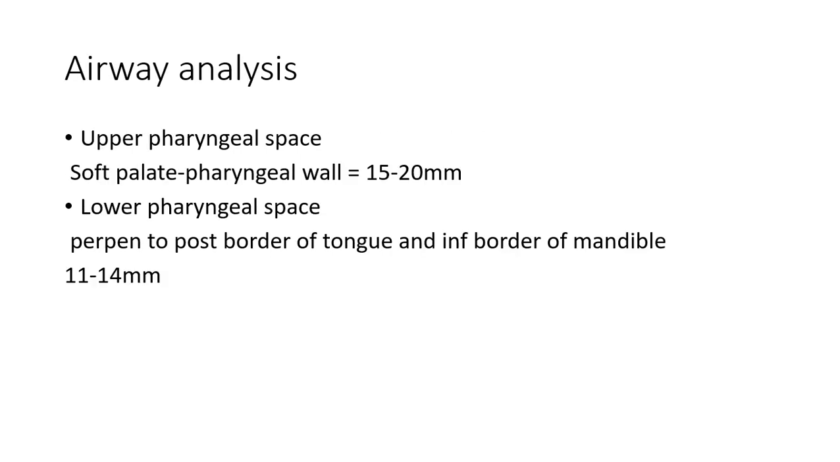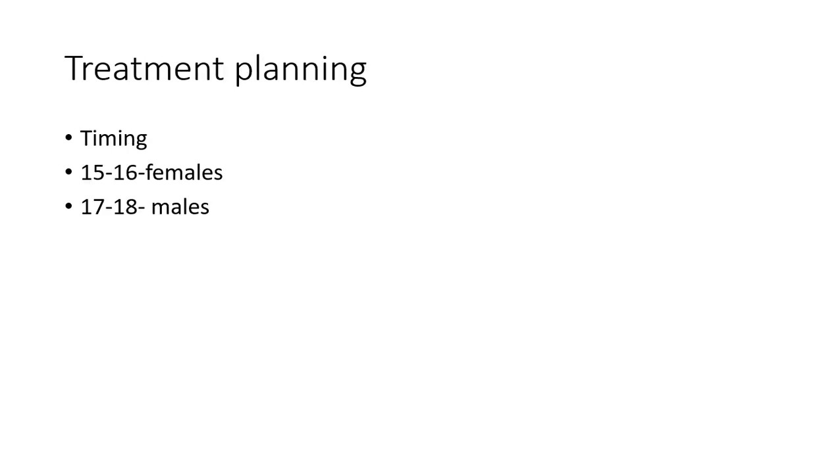We should analyze the airway by the upper pharyngeal space and the lower pharyngeal space in the radiographs. The upper pharyngeal space is the distance between the soft palate and the pharyngeal wall, and it is almost 15 to 20 millimeter. And the lower pharyngeal space is the perpendicular distance from the posterior border of the tongue to the inferior border of the mandible, and it is 11 to 14 millimeter. And then the timing of the treatment is very important, and mostly in case of females it is 15 to 16 years of age, and in case of males it is 17 to 18 years of age.